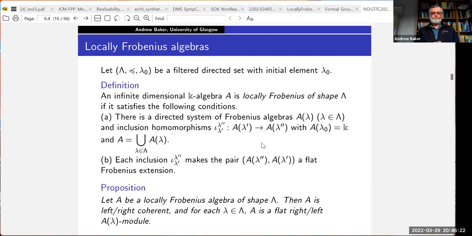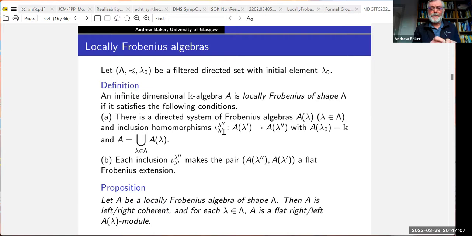Okay, so straight away you can prove some of the results, very similar to what was going on in the P algebra story. It's always true that A is left and right coherent, and A is always a flat left and right module over each A lambda. Now, where does that come from? Well, it really comes from a very well-known way of building coherent rings. If you have an index sequence of coherent rings and take their colimit, provided going from one of these terms to another is a flat extension, then the colimit is coherent.